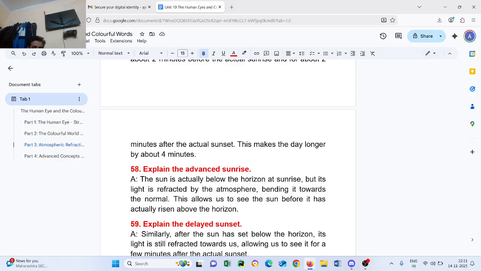Question 58. Explain the advanced sunrise. The sun is actually below the horizon at sunrise, but its light is refracted by the atmosphere, bending it toward the normal. This allows us to see the sun before it has actually risen above the horizon.